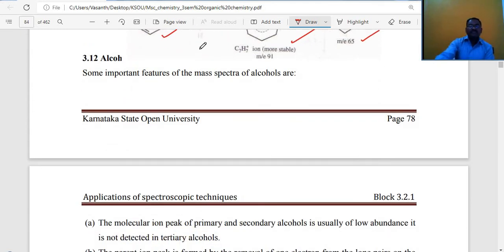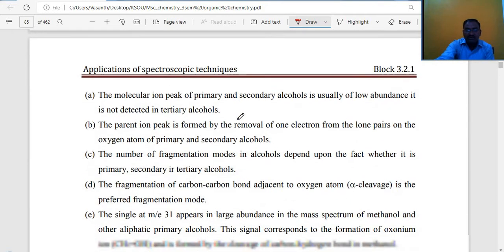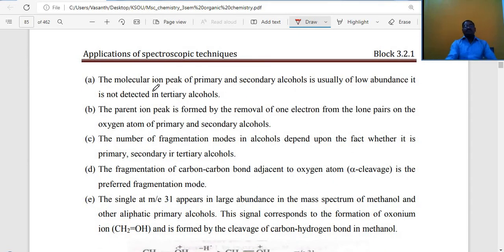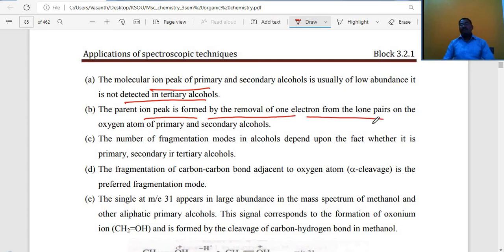Next, we discuss some important features of the mass spectrum of alcohols. What are the important features? The molecular ion peak of primary and secondary alcohols is usually of low abundance. It is not detected in tertiary alcohols. The parent ion peak is formed by the removal of one electron from the lone pairs on the oxygen atom of primary and secondary alcohols.